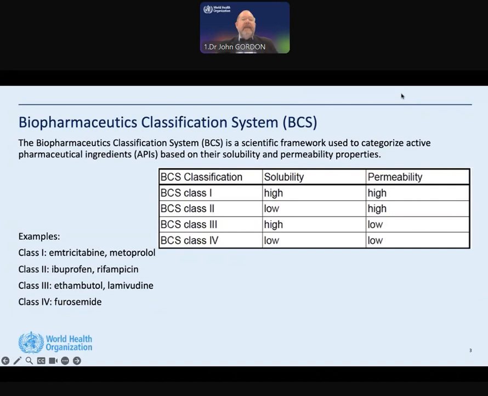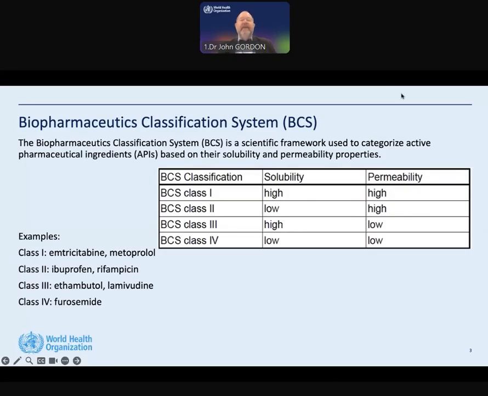So the BCS is basically a scientific framework that's used to categorize APIs based on their solubility and permeability characteristics. I'm sure probably everyone in attendance here knows that. Within the BCS, there are 4 classes, and APIs are categorized within those classes based on their solubility characteristics and their permeability characteristics.